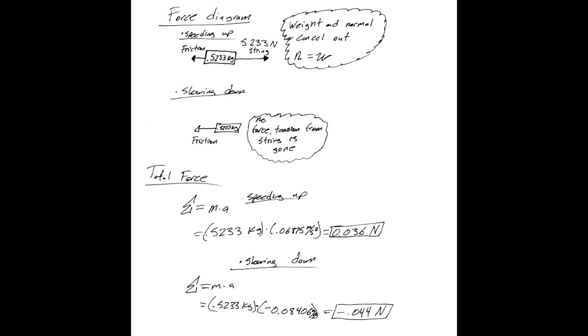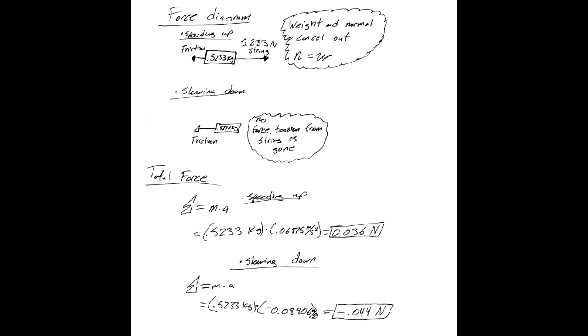Now for the force diagram, weight and normal cancel out, so we're left with, for speeding up, our mass of 0.5233 kilograms and a 5.233 newton string pulling to the right and some friction going to the left. And for slowing down, we have the 0.5233 kilogram of mass and just friction, and there is no force because the tension from the string is gone.